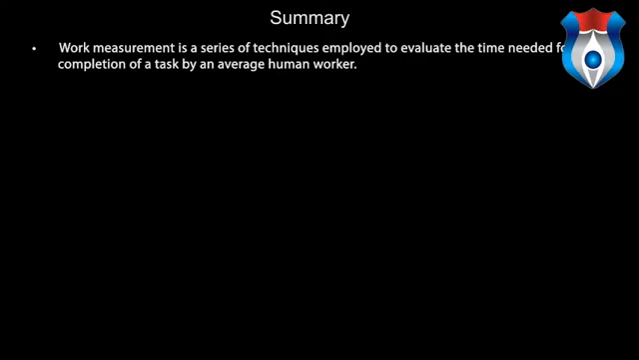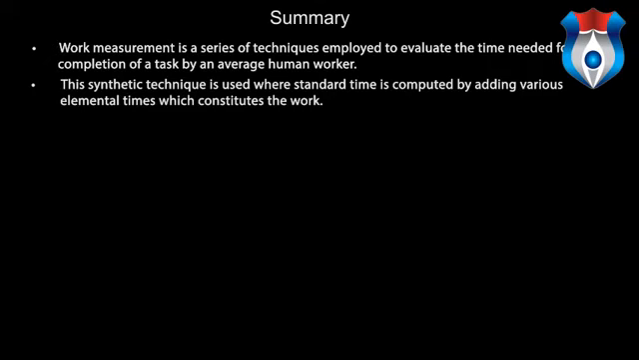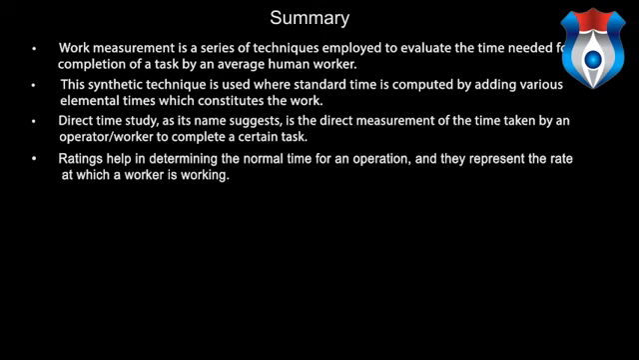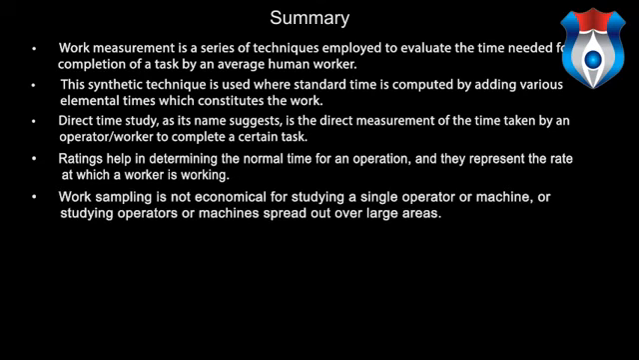Now, in the end, let us summarize what we have learnt in this lecture. Work measurement is a series of techniques employed to evaluate the time needed for completion of a task by an average human worker. This synthetic technique is used where standard time is computed by adding various elemental times which constitute the work. Direct time study, as its name suggests, is the direct measurement of the time taken by an operator or worker to complete a certain task. Ratings help in determining the normal time for an operation, and they represent the rate at which a worker is working. Work sampling is not economical for studying a single operator or machine or studying operators or machines spread out over large areas.